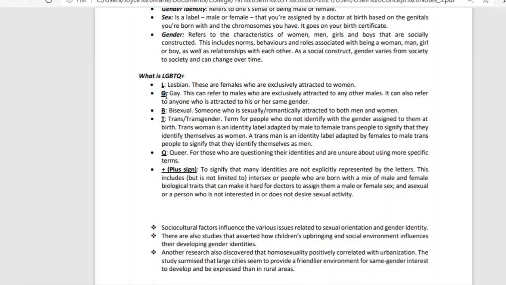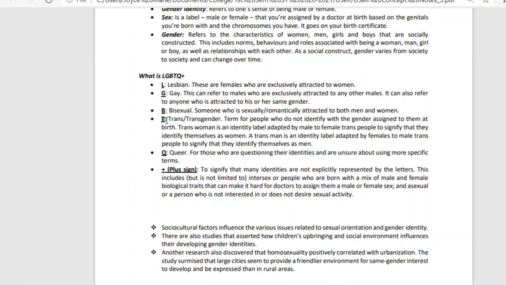Okay. B is for bisexual. So bisexual is someone who is sexually and romantically attracted to both men and women. T for trans or transgender, the term for people who do not identify with the gender assigned to them at birth.